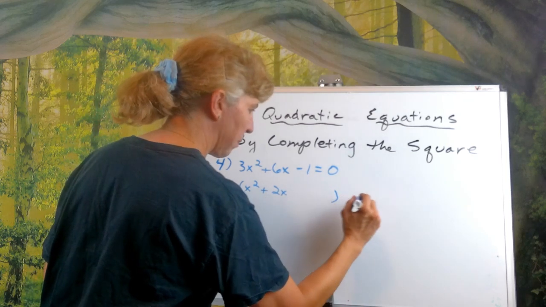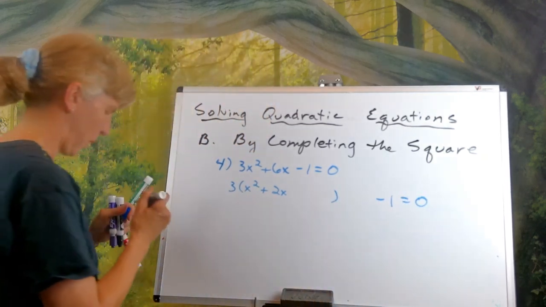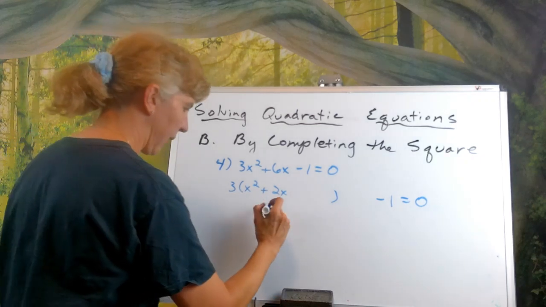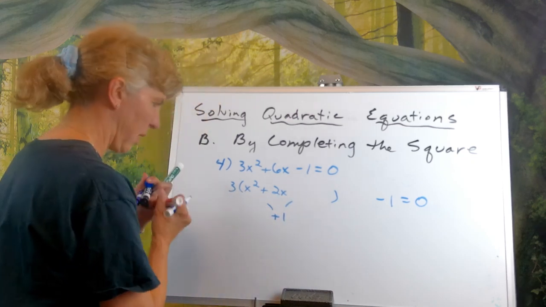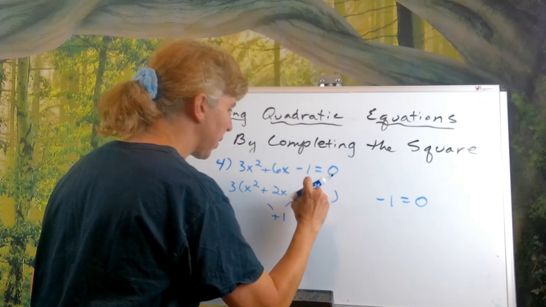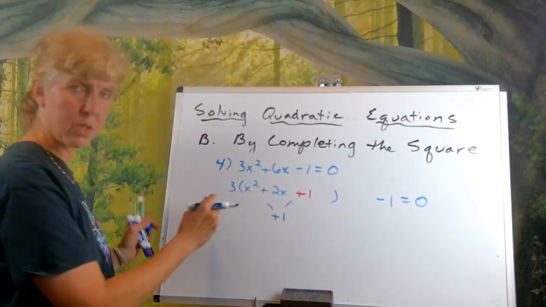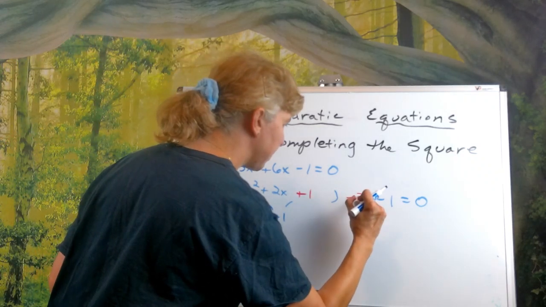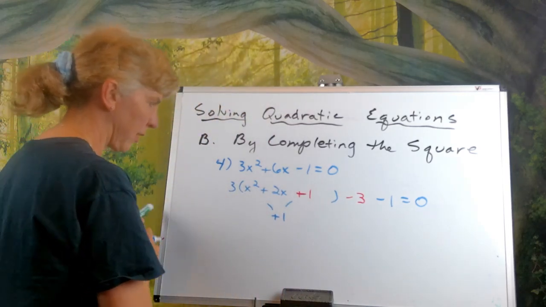And I'm going to create my fraction like so. Okay, now I'm going to divide that in half, plus 1, square it, which will be still plus 1. But remember, I haven't added 1 to the equation. I've added 3 to the equation, 3 times 1. So I'm going to subtract 3 over here. So don't forget the 3 out front.